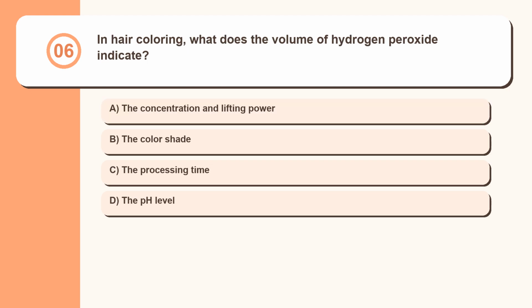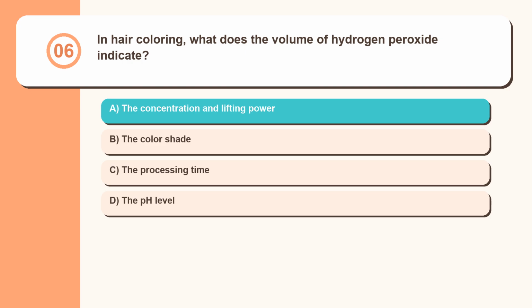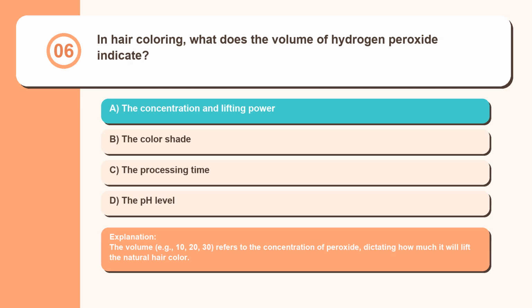Question 6. In hair coloring, what does the volume of hydrogen peroxide indicate? The concentration and lifting power, the color shade, the processing time, the pH level. The volume, for example 10, 20, 30, refers to the concentration of peroxide, dictating how much it will lift the natural hair color.